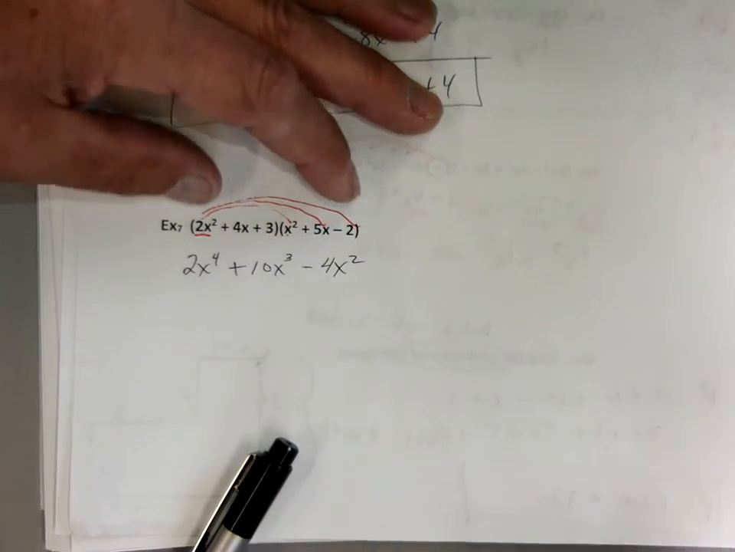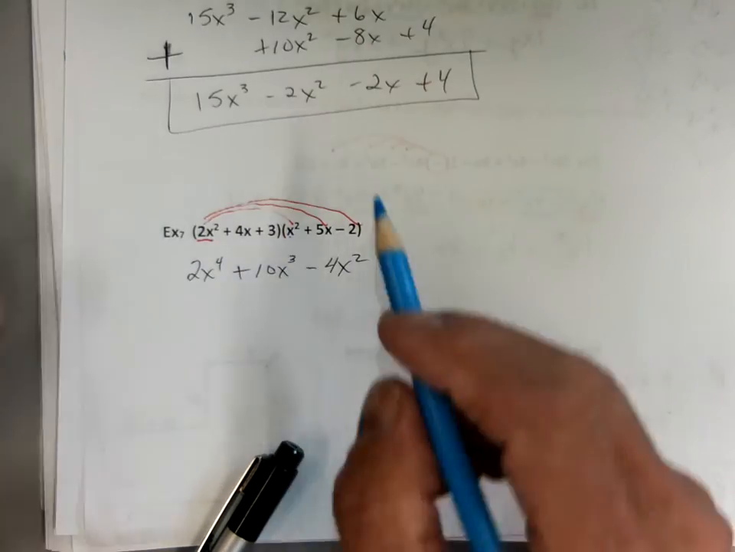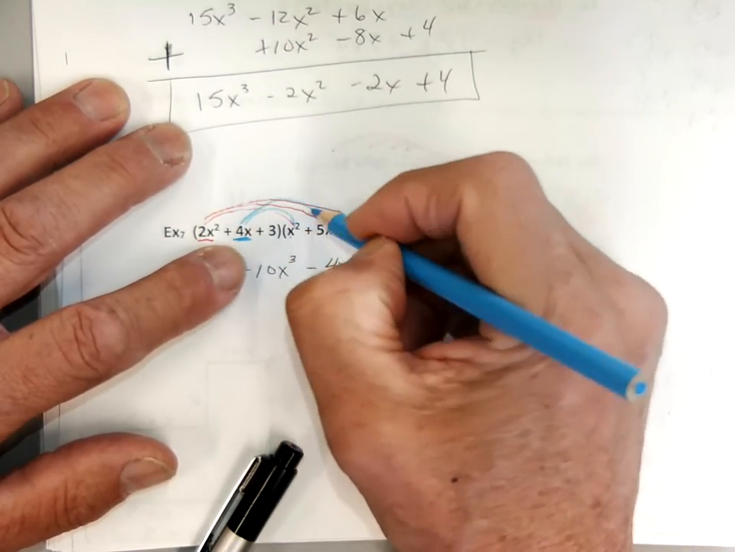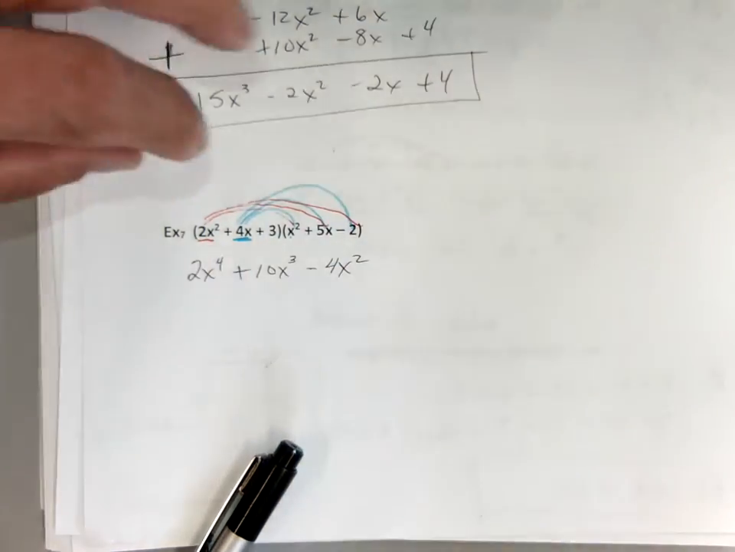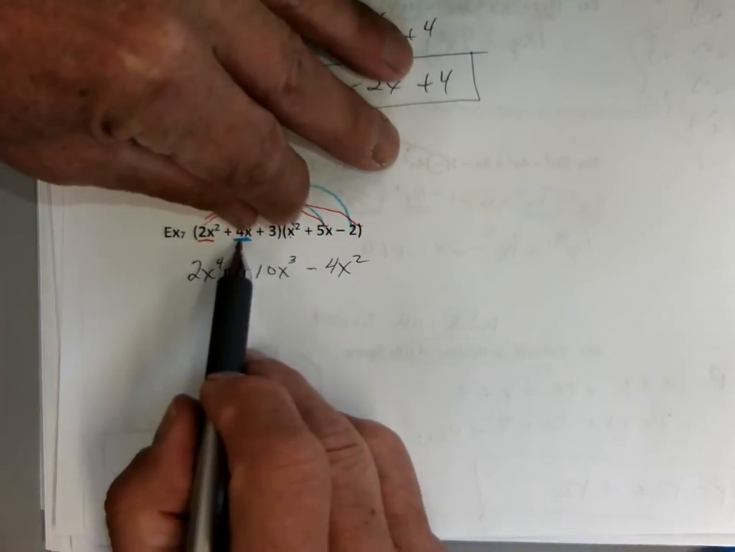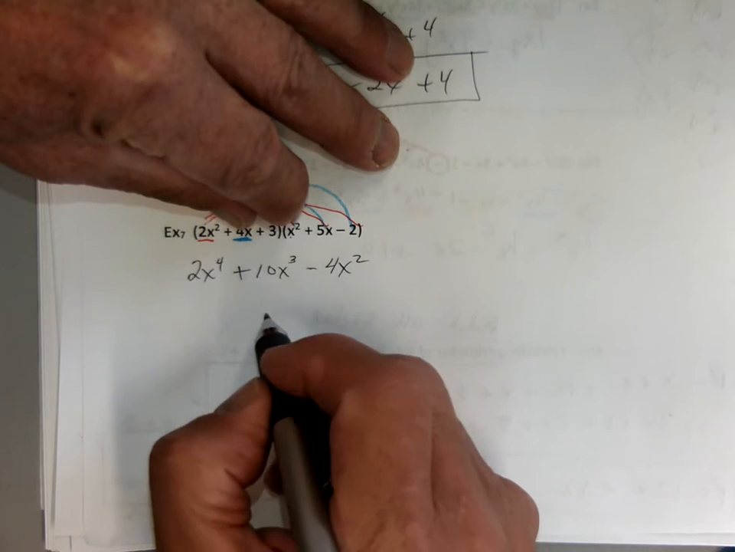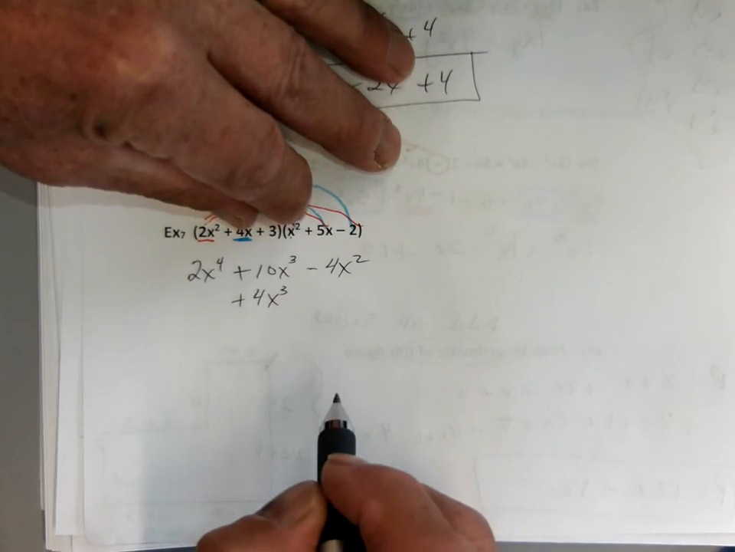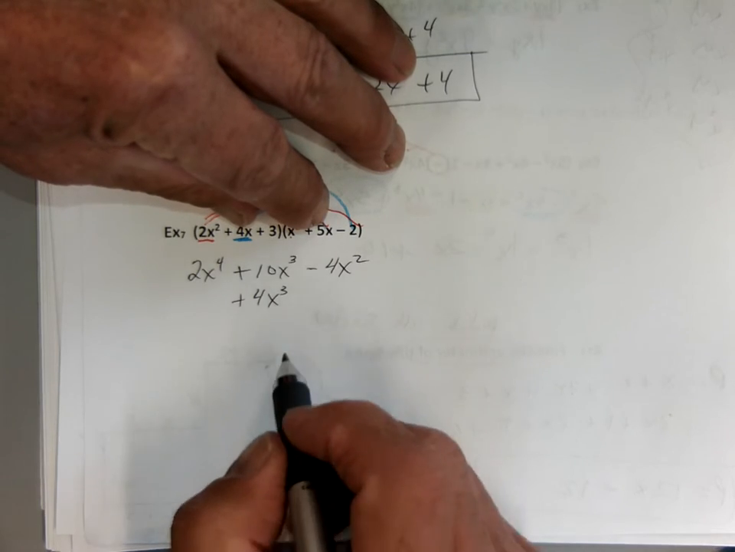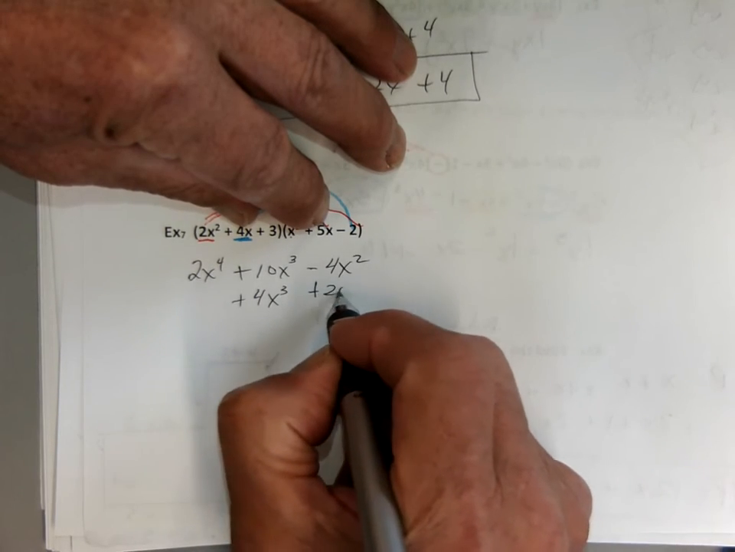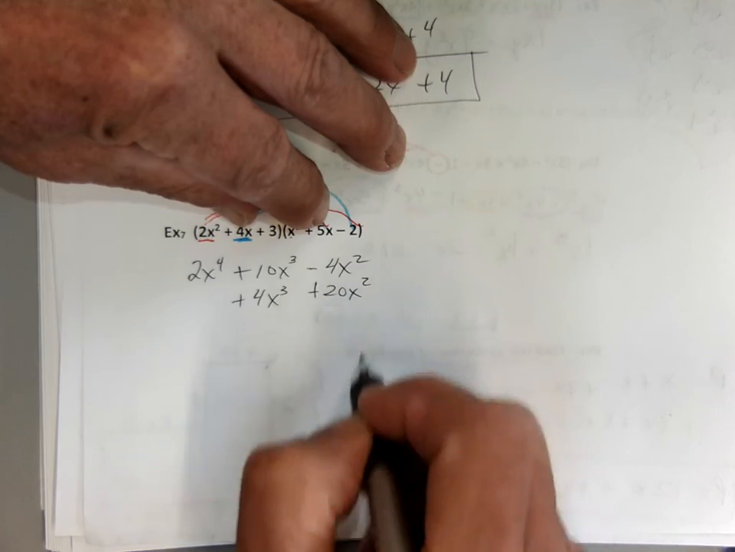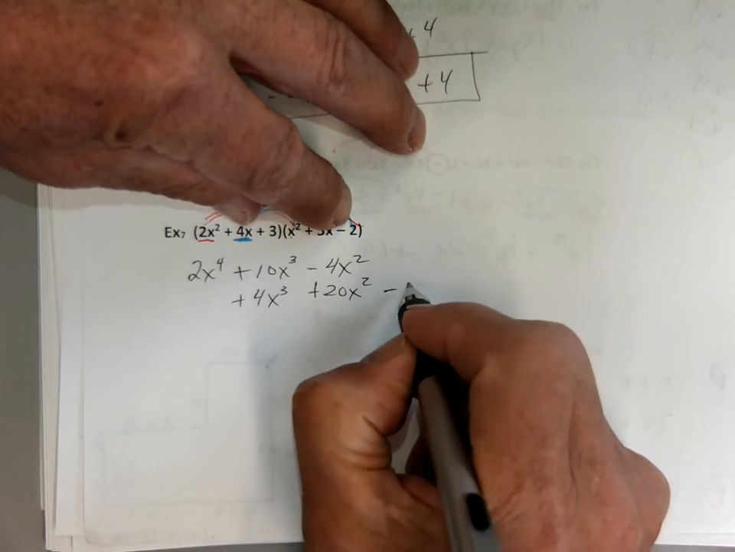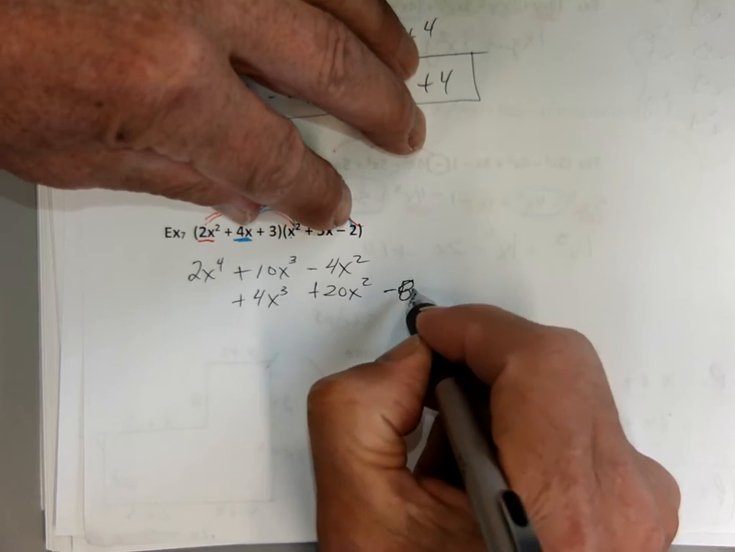Okay. Now, we'll do the next one. I've got to take care of the 4x. 4x times x squared, 4x times the 5, and 4x times the 2. I'll get a 4x times an x squared makes a positive 4x cubed. Now put it right here. Line them up. 4x times 5x is a positive 20x. I'll put it right there because I like to line up my like terms. And then 4x times negative 2 is a negative 8x.